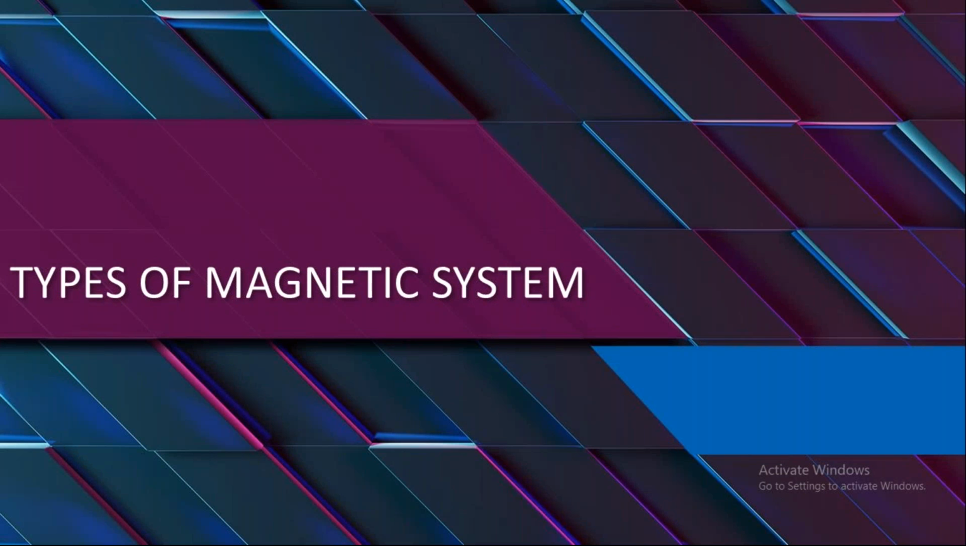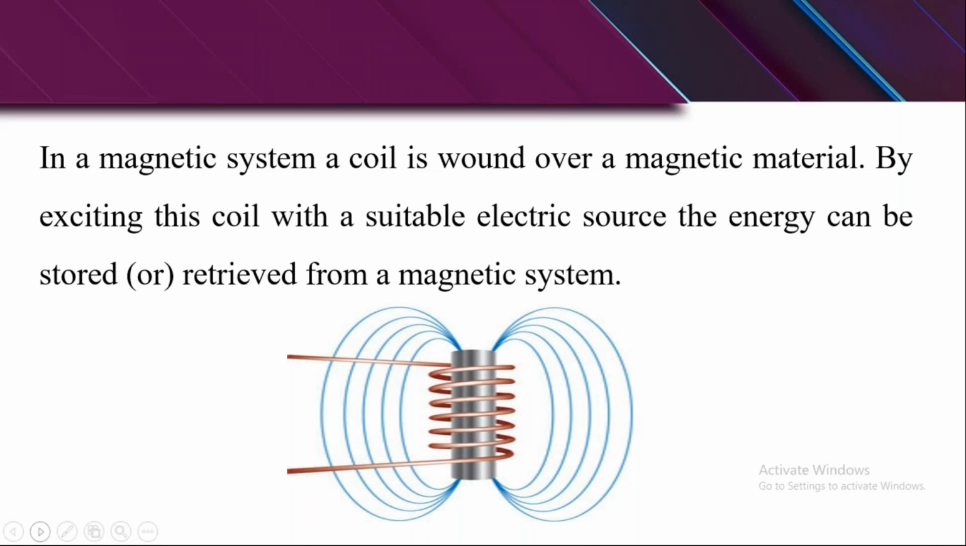Today we are going to discuss the types of magnetic system. Magnetic system means, based on the excitation, how the field will be generated. That's what we are going to learn in this topic. Generally, consider a magnetic material, and on it we place a coil. When we energize this coil with current, the magnetic material produces a magnetic field, but it is not uniform.